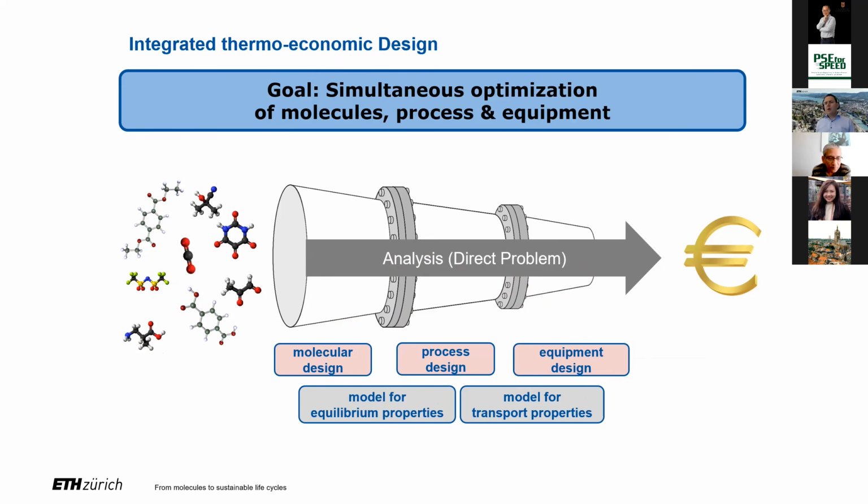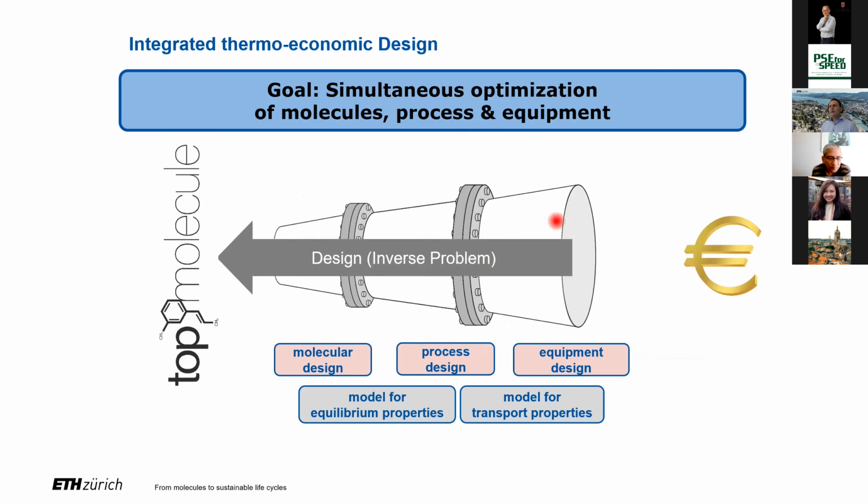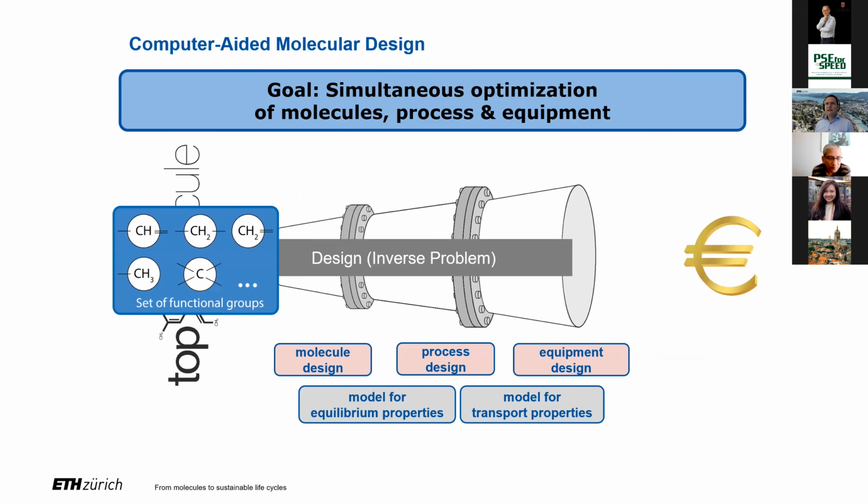But actually, we are engineers, so we like to optimize. We want to flip this around and do the design problem. That is, say, please find me the one molecule that gives me the optimal performance. And for this purpose, we can write down an optimization problem. So we do not screen, but we optimize. And this we usually do based on group contribution methods.